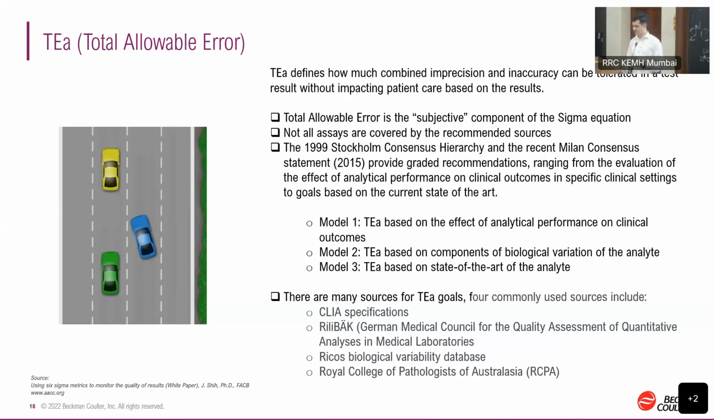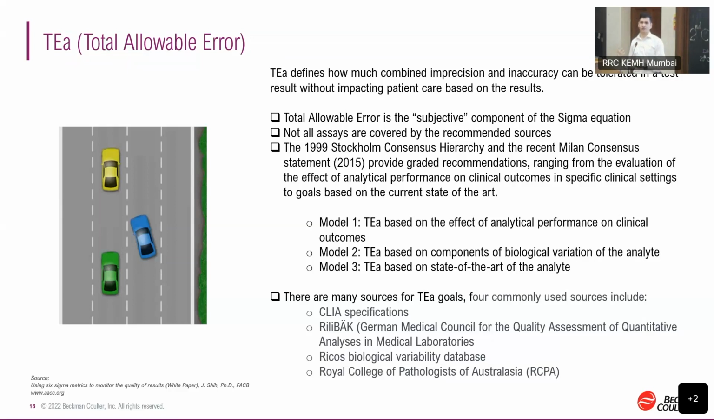The second source you can find is Rilibak, the German quality assurance guidelines. Then the third one is RICOS, and the fourth one is RCPA. So these are four commonly available resources. There are many more, but these are four commonly available resources for obtaining TEAs.